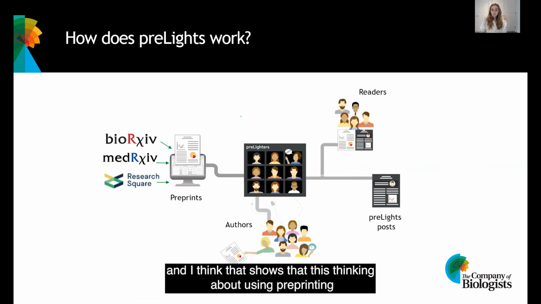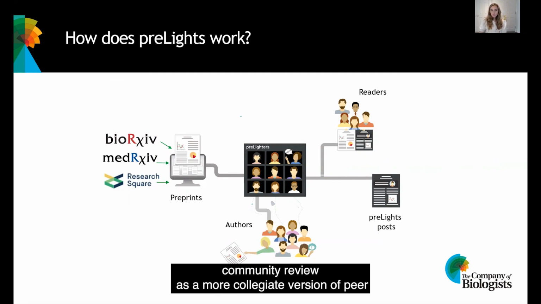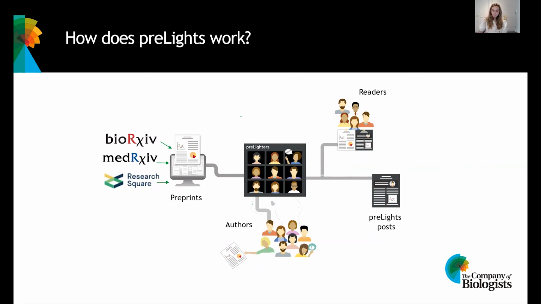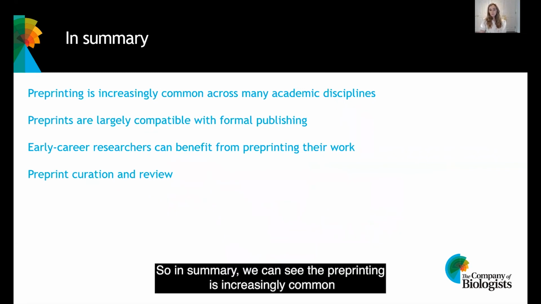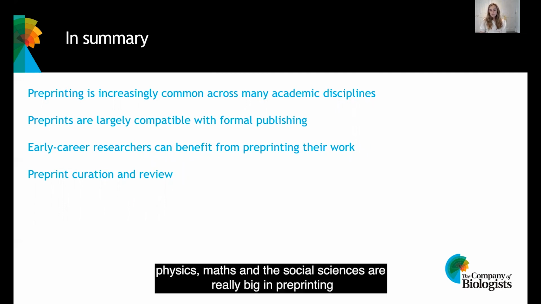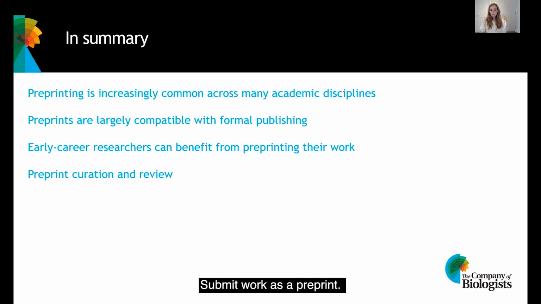And I think that shows that this thinking about using preprinting and community review as a more collegiate version of peer review, you know, how can this work be thought about differently? How can we improve it so that it leads to successful publication? I think that's a really important thing to think about in terms of preprints and how that landscape is changing. So in summary, preprinting is increasingly common across many academic disciplines. It's not just biology, as I said. Physics, maths, and the social sciences are really big in preprinting. Preprints are largely compatible with formal publishing, so it doesn't matter if you submit work as a preprint, you can still submit that to a journal for publication.